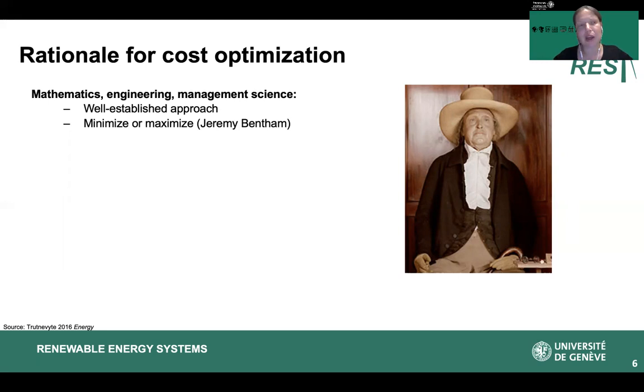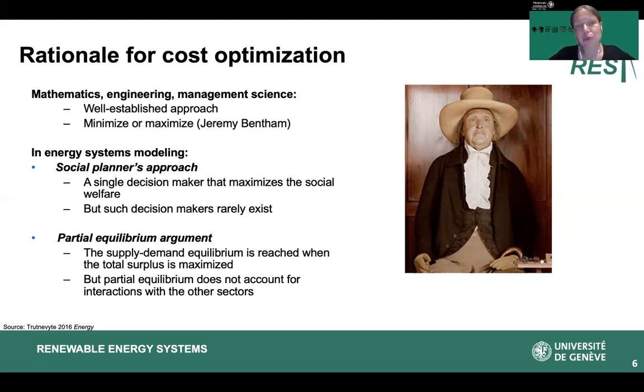When we take the example now of energy system models, there are two arguments why we use cost optimization typically. The first argument or approach is a social planner's approach, which assumes that in a model we represent a single decision maker that seeks to maximize the social welfare for the society as a whole. In this way, it's represented by this cost optimal solution. Although in reality, we know that such decision makers do not really exist, and we have multiple actors acting in the system.